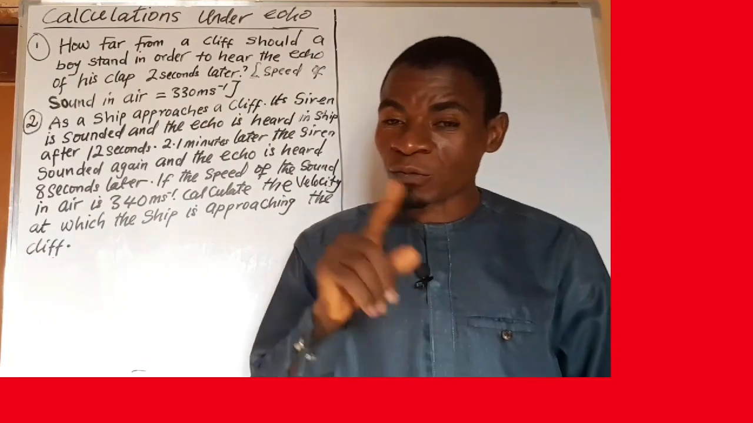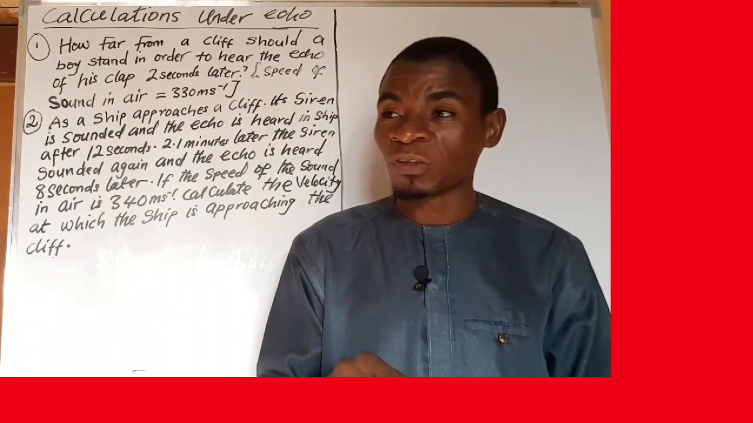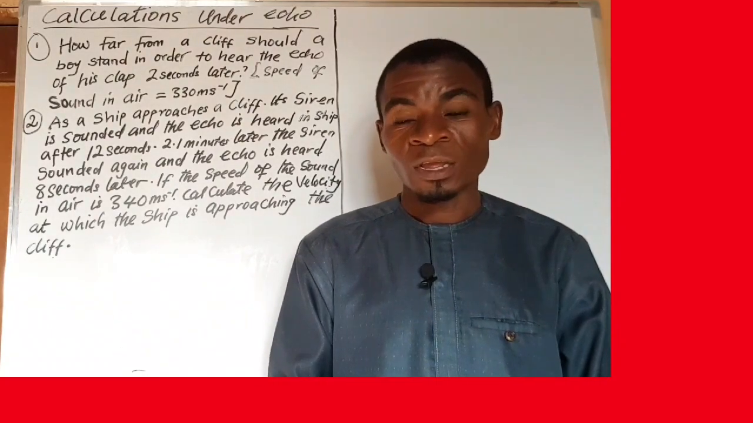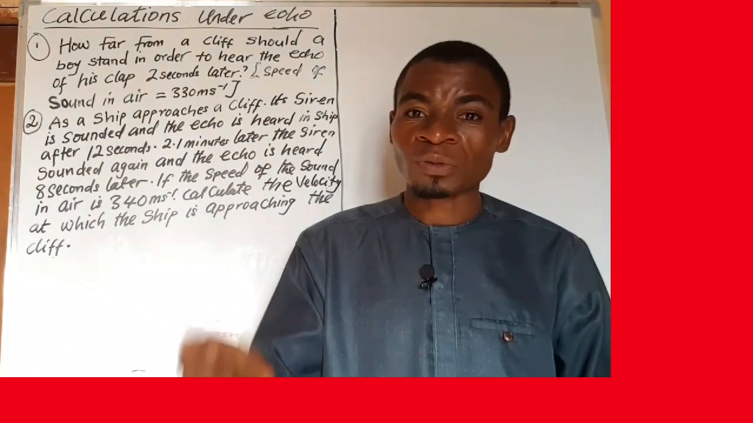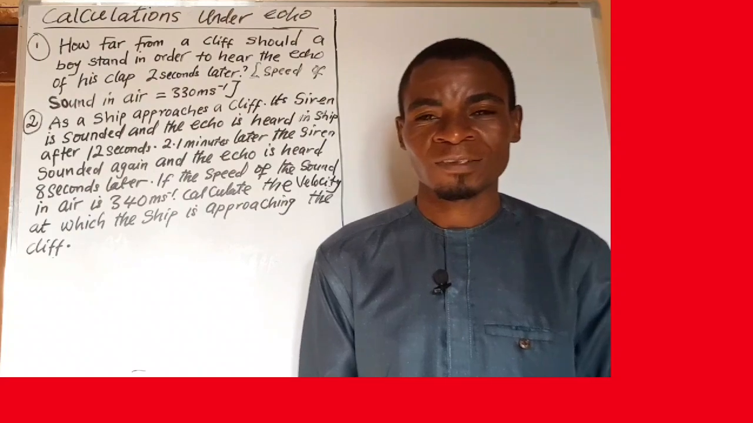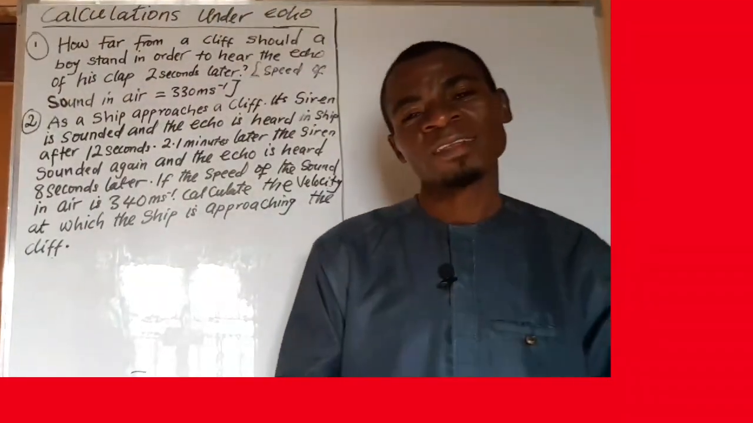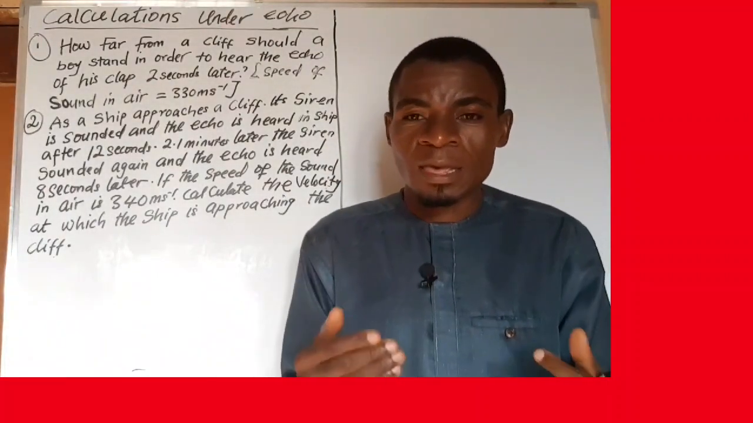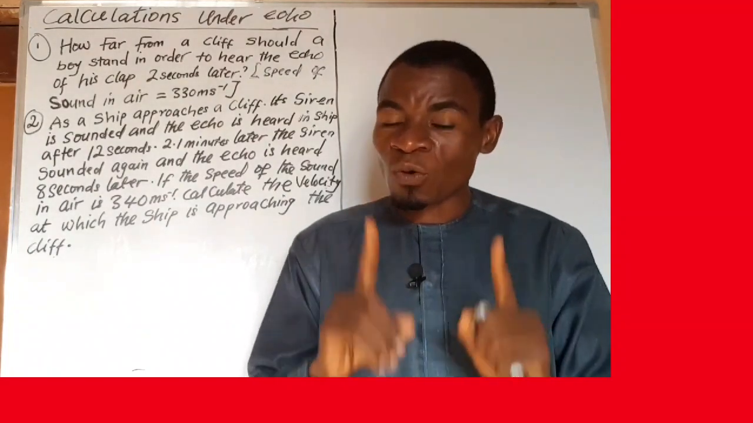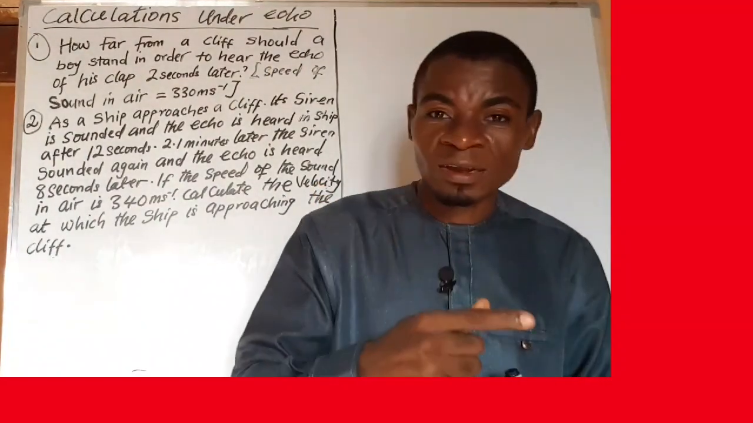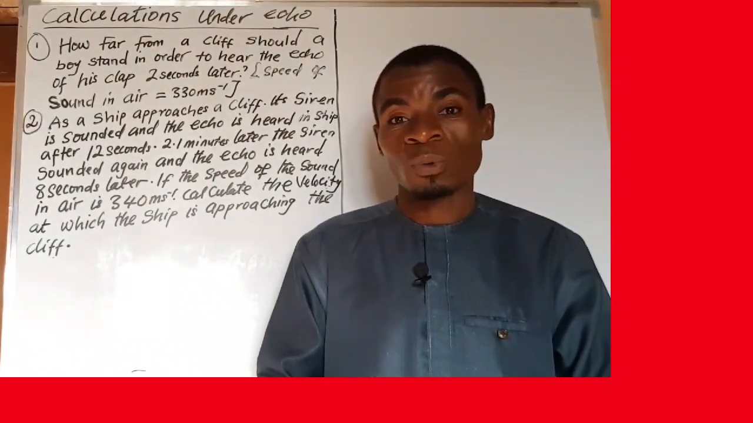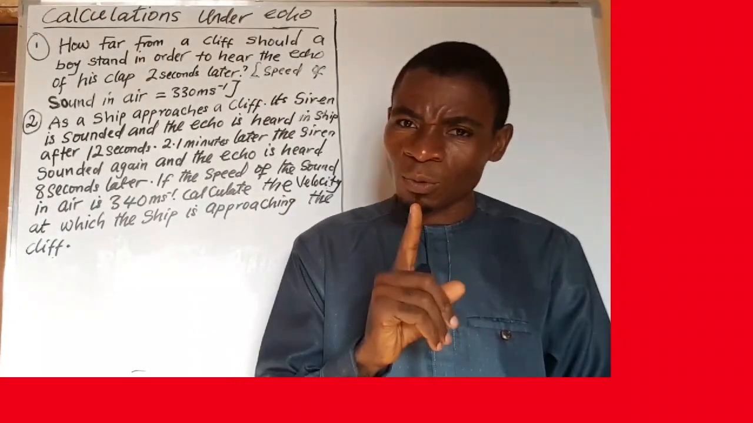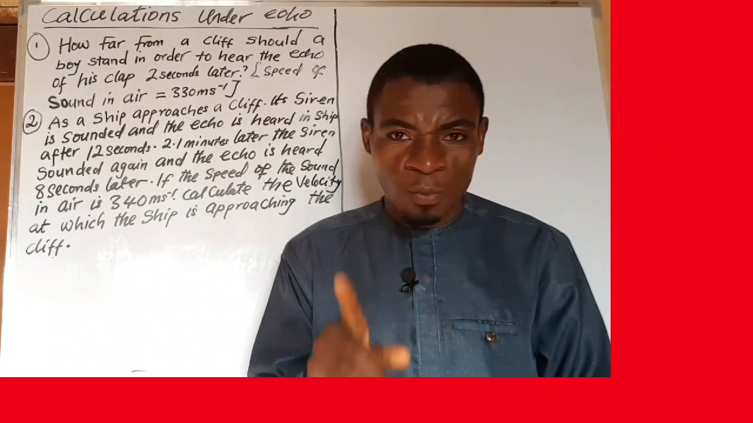And another way of reducing a reverberation of a sound in a room is to what? Pad the walls, pad the ceiling, and the what? The floor, so that you shouldn't be hearing your voice for the second time. What is echo? We can now say that echo simply means a reflection of what? Sound. As simple as that. Echo means reflection of what? Sound. When a sound reflects, it gives rise to what? An echo.